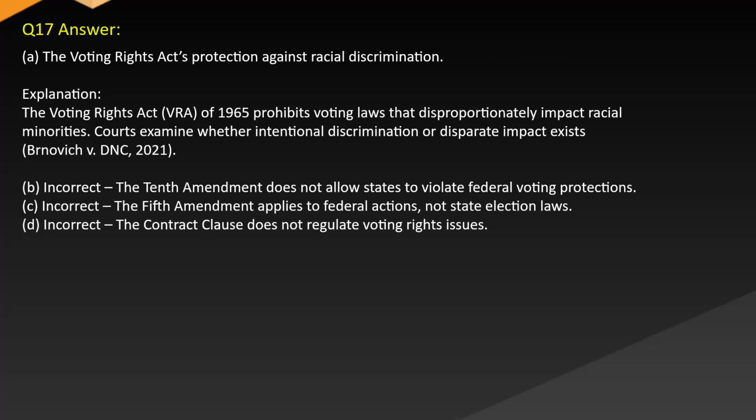Answer: A. The Voting Rights Act's protection against racial discrimination. Explanation: the Voting Rights Act, VRA, of 1965 prohibits voting laws that disproportionately impact racial minorities. Courts examine whether intentional discrimination or disparate impact exists. Brnovich v. DNC, 2021.